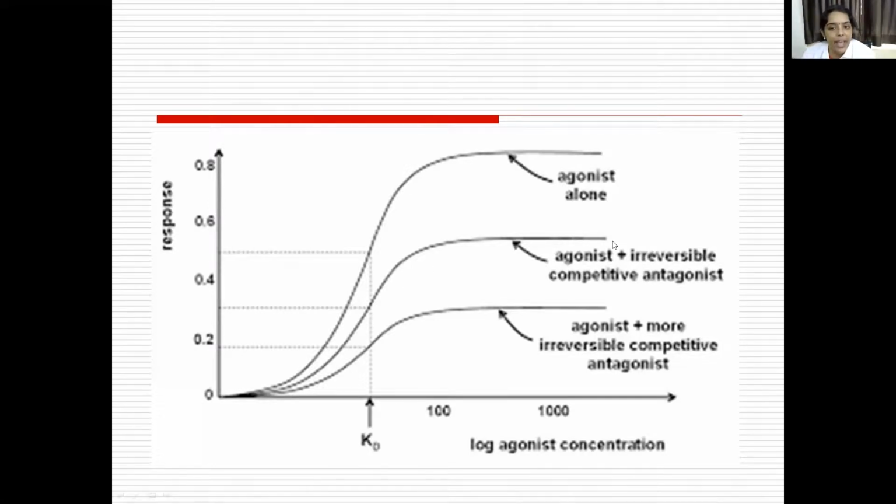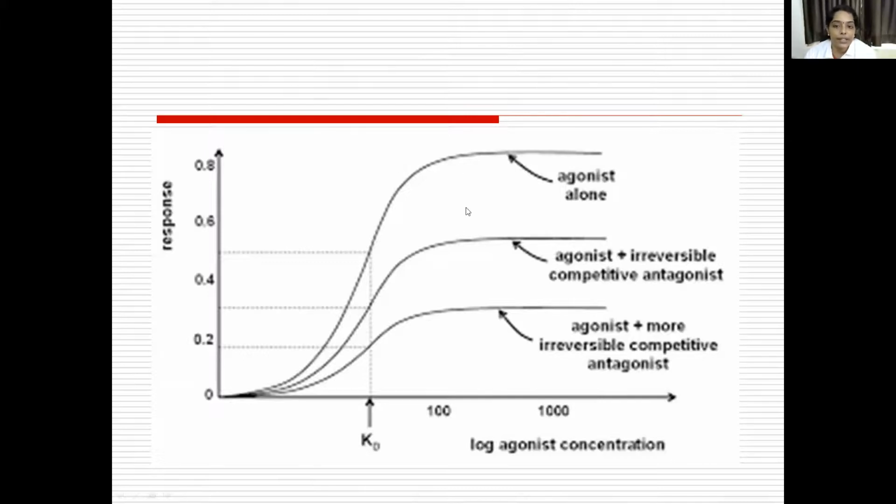The response of the agonist decreases. So you can see that there is a decrease in the response of the agonist. See here, it is written agonist plus irreversible competitive antagonist. So next one is, you will increase the concentration of the competitive antagonist even more. So you see that there is a further drop in the height of the curve. There is a further decrease in the maximal response of the agonist.